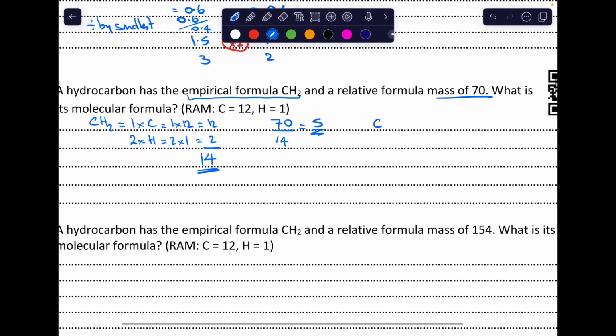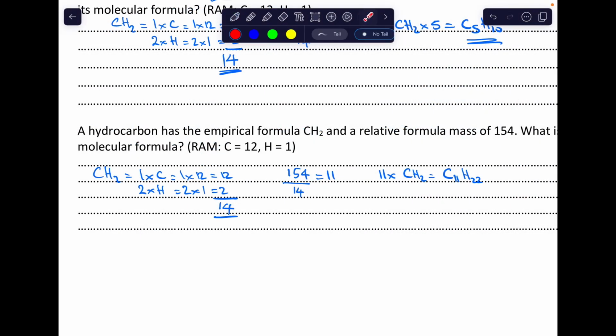So here we have got CH2. We're going to times it by 5. So that's going to give me C5H10 as a total formula for this. And if you add this up, what you end up with is a mass of 70, which is what you started with. So 5 carbons, 10 hydrogens is mass of 70, which is what it should be.